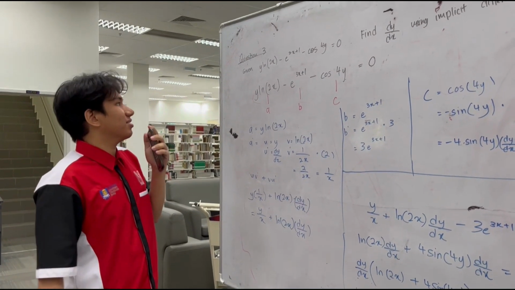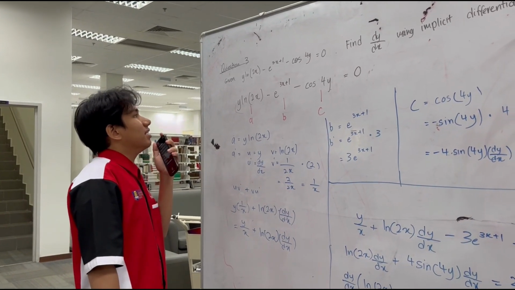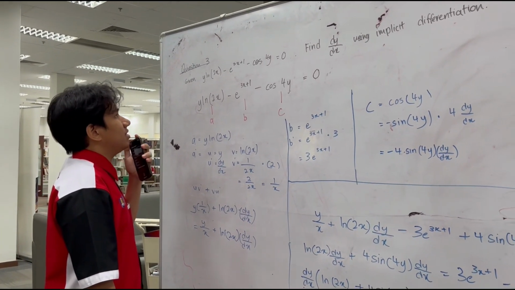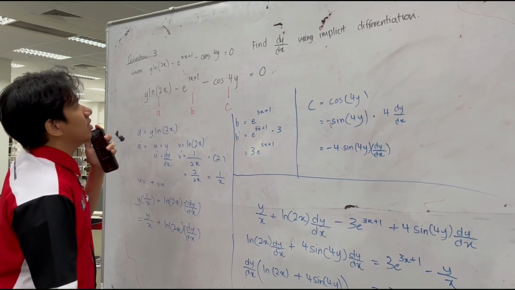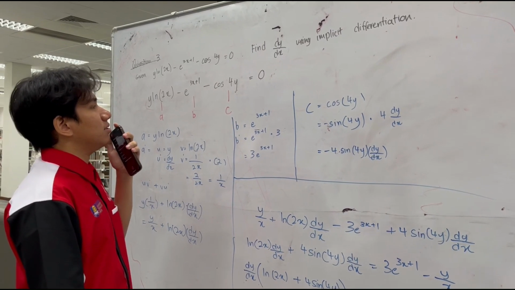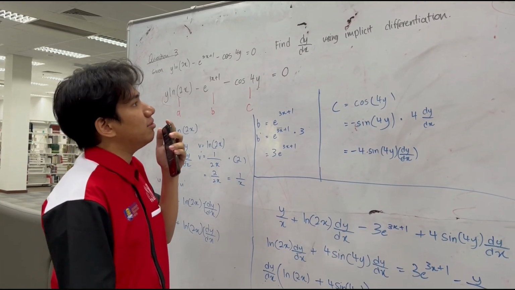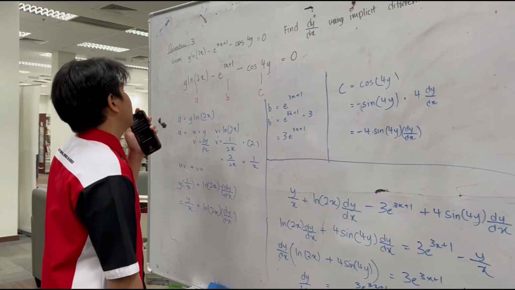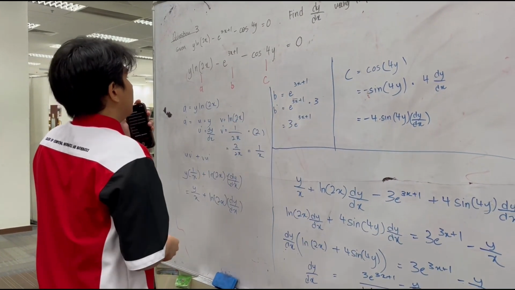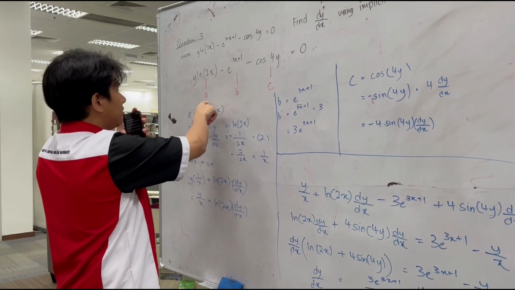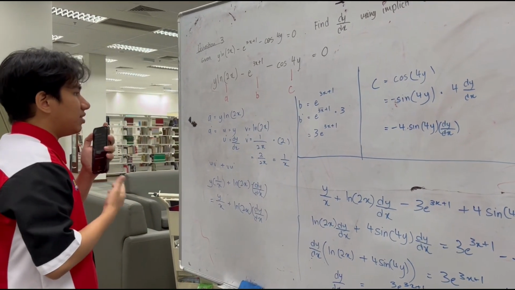Alright, for question 3, we are given y ln 2x minus e to the power of 3x plus 1 minus cos 4y equals 0. The question is asking us to find dy/dx using implicit differentiation. First of all, we have to separate these three terms, as you can see here, into A, B and C, and then differentiate them one by one.